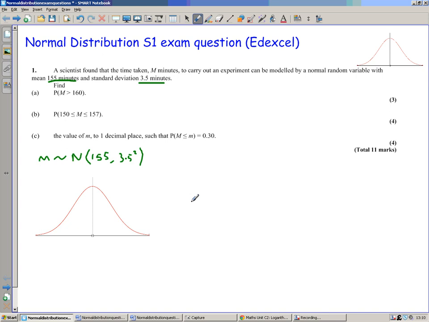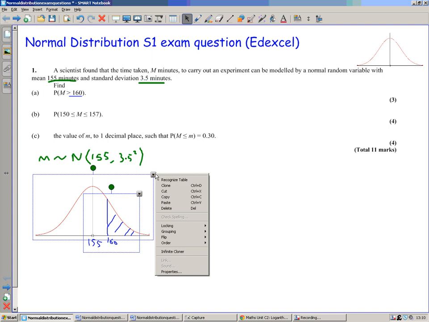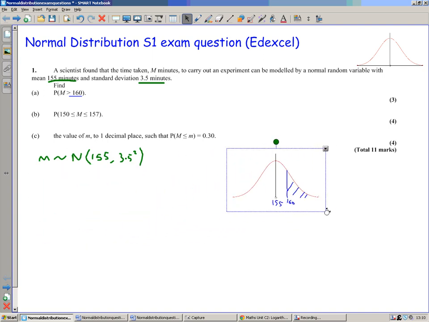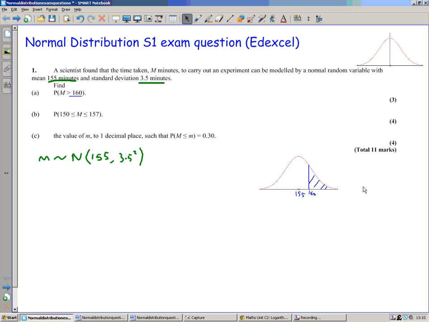So basically, x is 160, but our mean is 155. We've got 160, so we're being asked for that area. Because the whole area under the normal distribution curve is 1, it's half if you go above 155, so we're looking for a number less than 0.5, which is always useful to know.